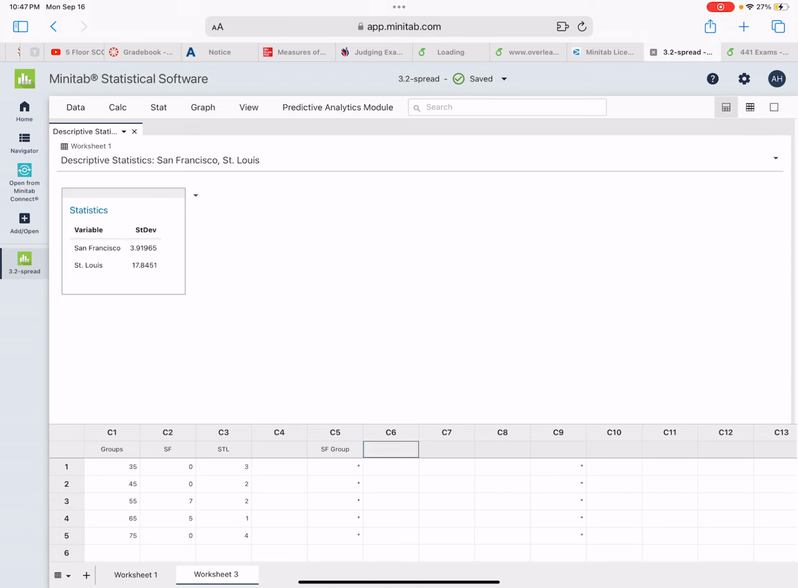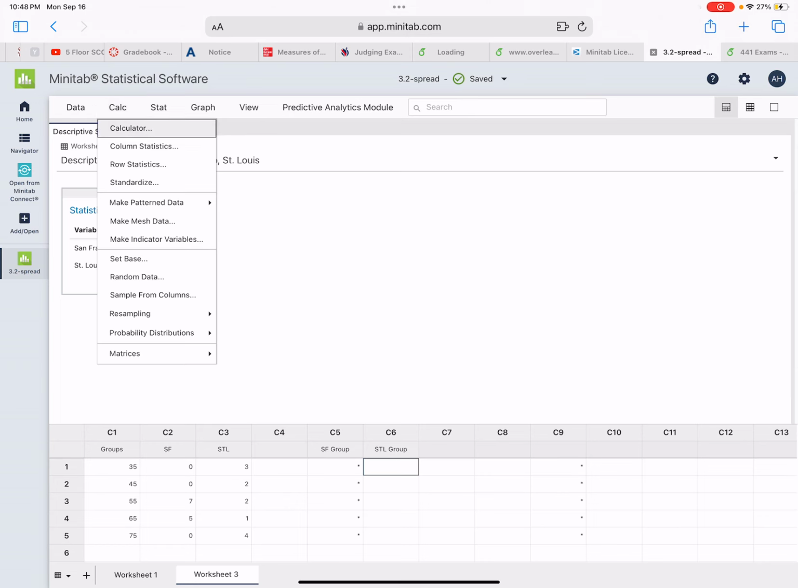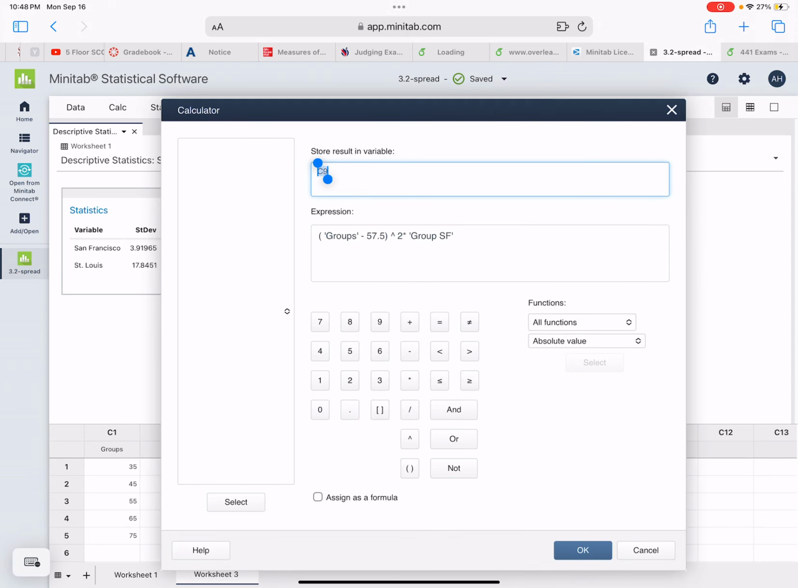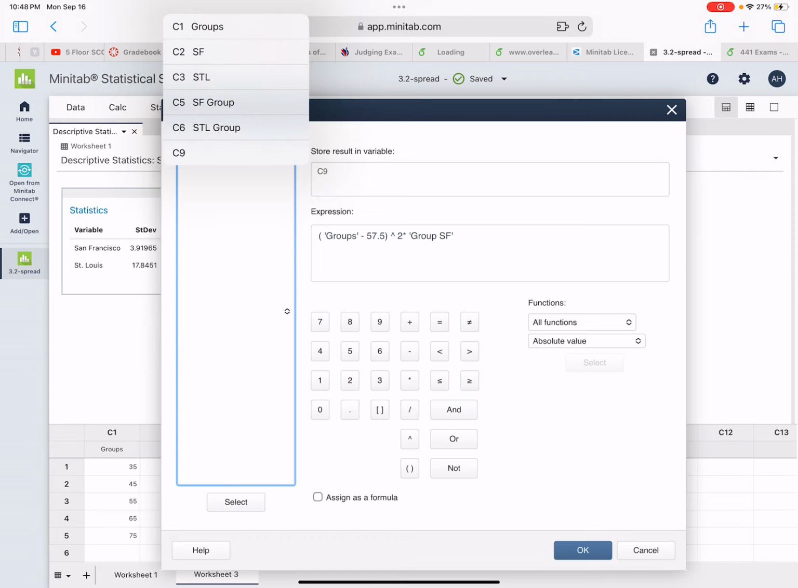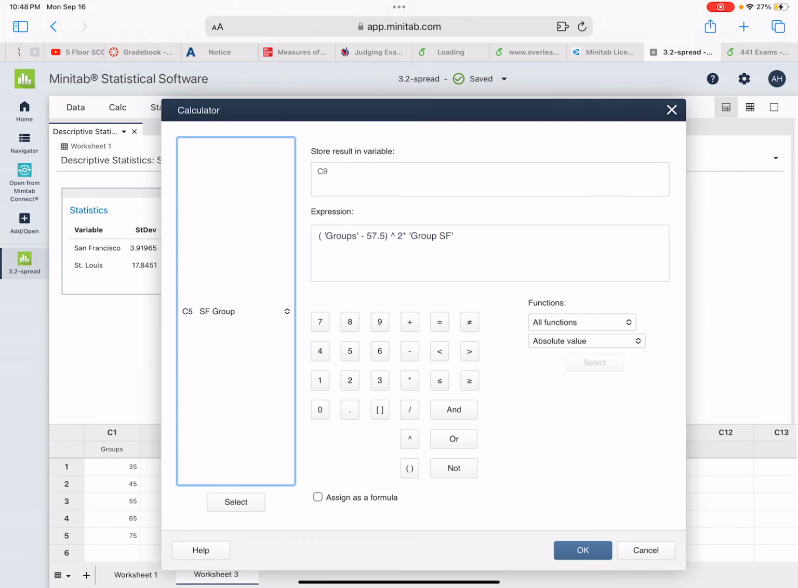Then I'm going to do the same for the STL group. Okay, let's just do that right there. So here's a little trick for how you do this. We're going to use the formula, go to calculator. We want to store this result. We're going to do San Francisco first, so let's store it in SF group.